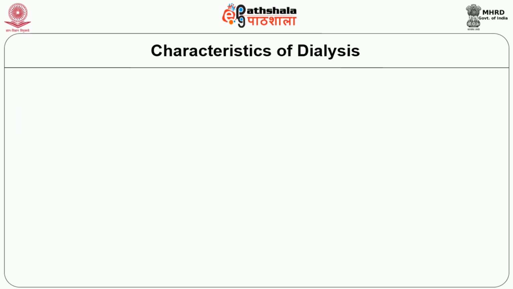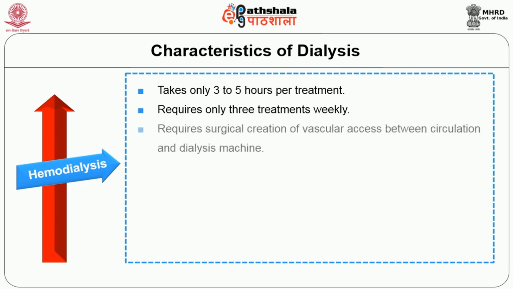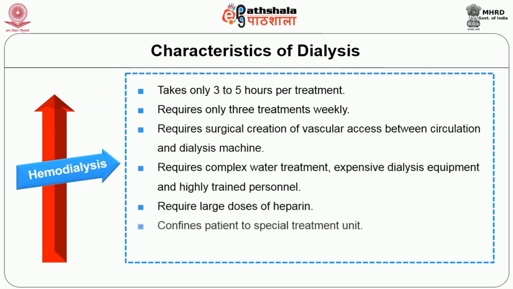The characteristics of dialysis, mainly, let's look at hemodialysis. This takes only 3 to 5 hours per treatment, requires only 3 treatments weekly, requires surgical creation of vascular access between circulation and dialysis machine, requires complex water treatment, expensive dialysis equipment and highly trained personnel, requires large doses of heparin, confines the patient to a special treatment unit, and the risk of complications is more.